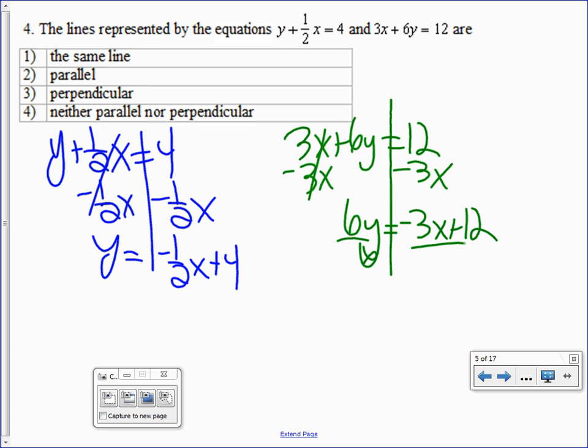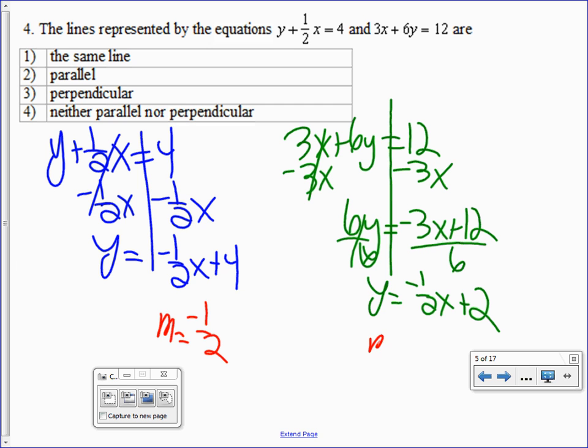Divide by 6, divide by 6. Make sure you reduce the fraction. -3/6 is -1/2x plus 2. So the slope of this line is -1/2. The slope of this line is -1/2.